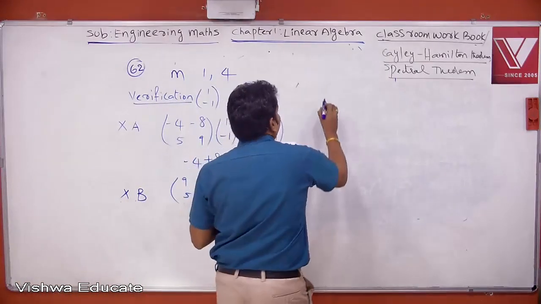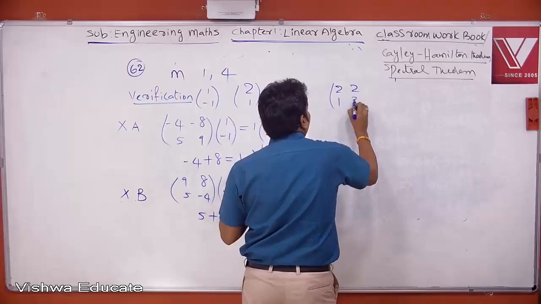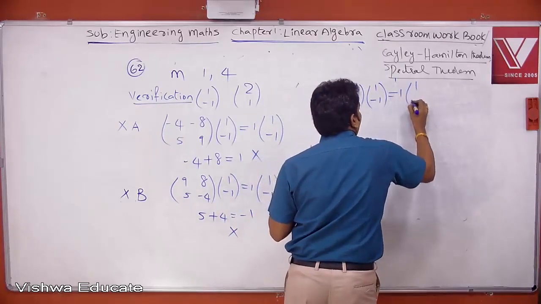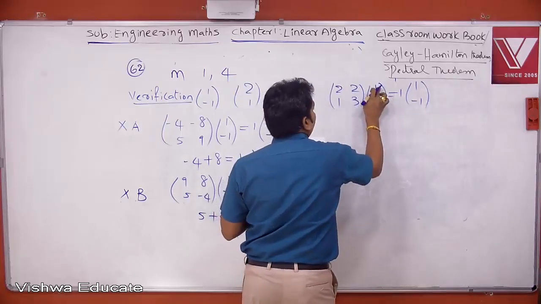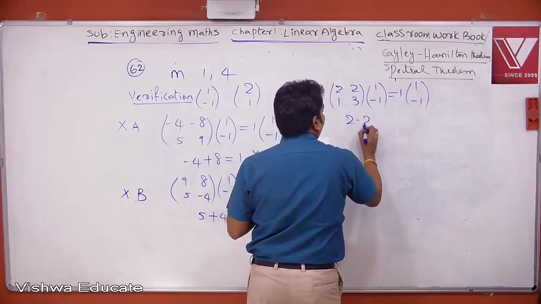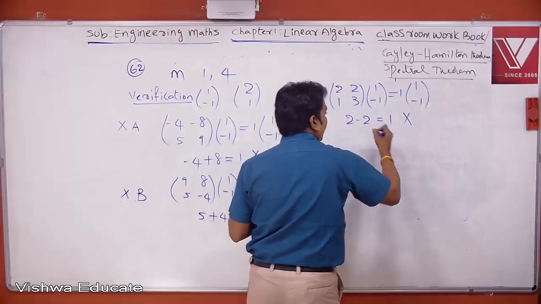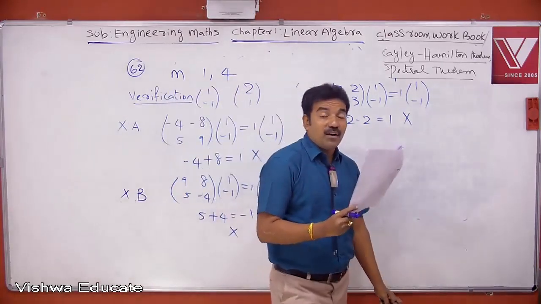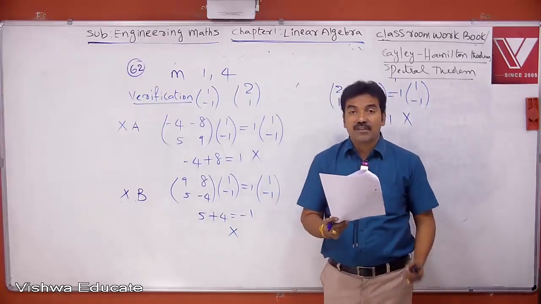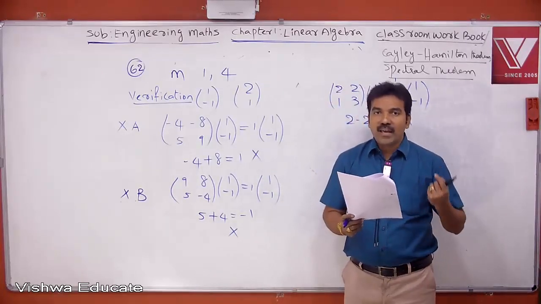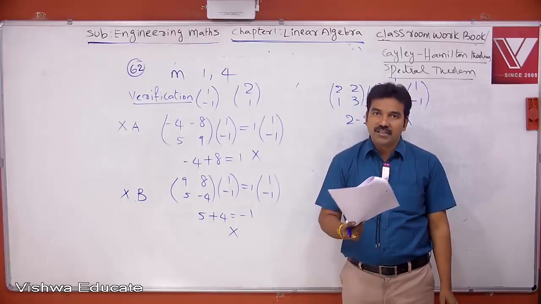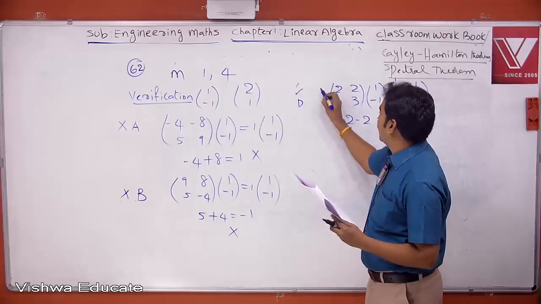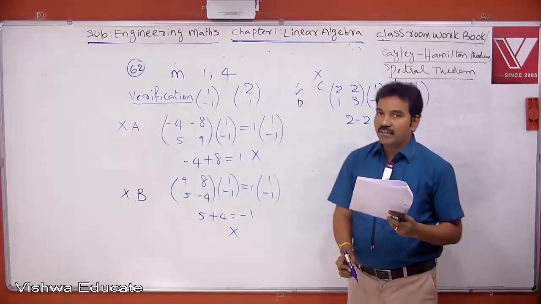Next, go through C. This is 2, 2, 1, 3 times 1, minus 1. Is it 1, minus 1? Let us see. 2 into 1, 2, 2 into minus 1, minus 2, so 2 minus 2 is not equal to 1. This is also wrong. So for the first three options, the vector is not the corresponding eigenvector with respect to eigenvalue 1. Therefore A is eliminated, B is eliminated, C is eliminated. Therefore, for this question, option D is right.